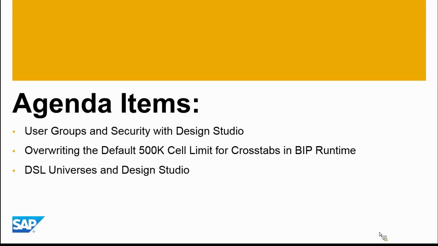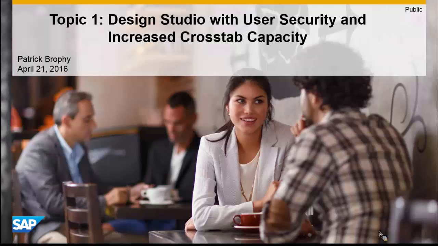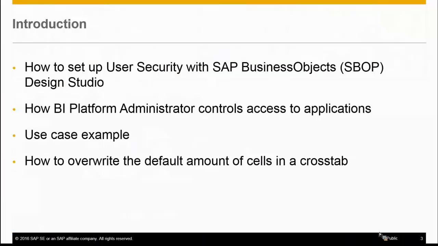Good morning. My name is Patrick Brophy, and I'm a quality specialist for Design Studio. In this webinar tutorial, I will cover the following agenda items: user groups and security with Design Studio, and overwriting the default 500,000 cell limit for Crosstabs in BIP runtime. The first and second will be part of topic 1, and then topic 2 will cover DSL universes and Design Studio. So topic 1: Design Studio with user security and increased Crosstab capacity.